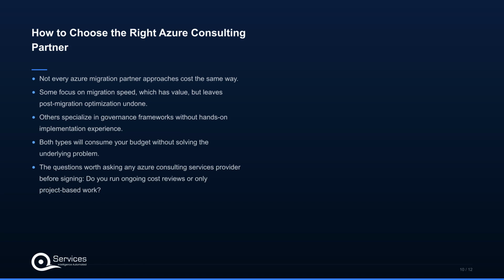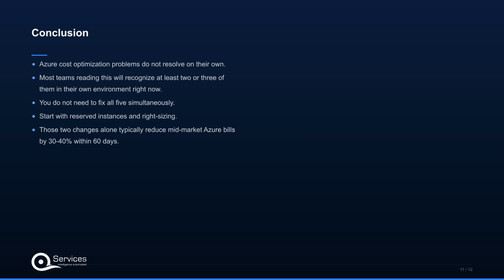Now, let's talk about the conclusion. Azure cost optimization problems do not resolve on their own. The 5 mistakes covered here: no right-sizing, missing landing zones, lift and shift treated as a final destination, ignored reserved instances, and no post-migration governance, are predictable, measurable, and fixable. Most teams reading this will recognize at least 2 or 3 of them in their own environment right now.